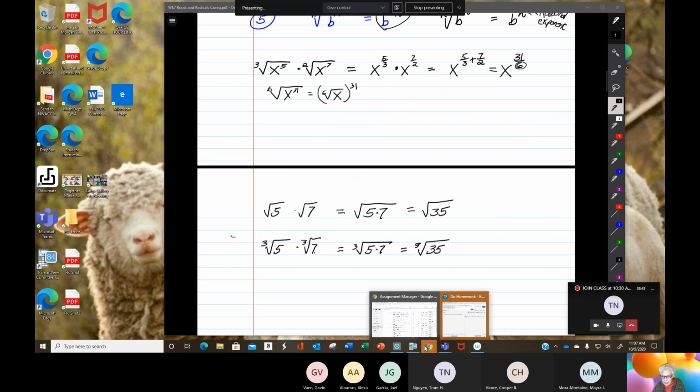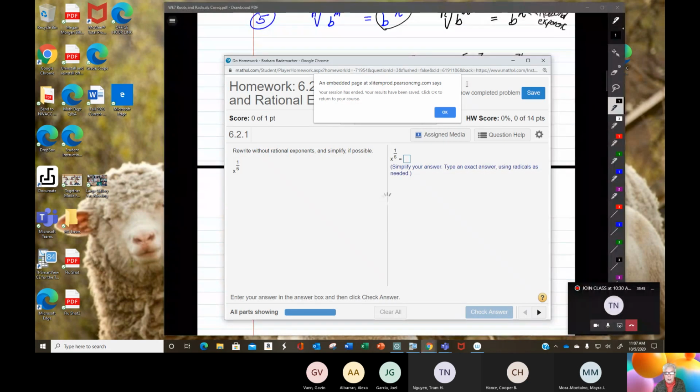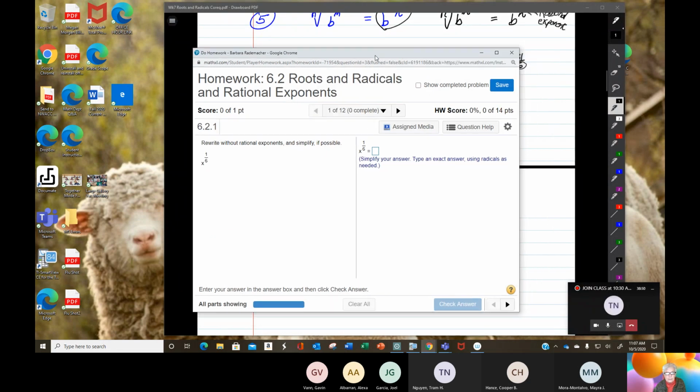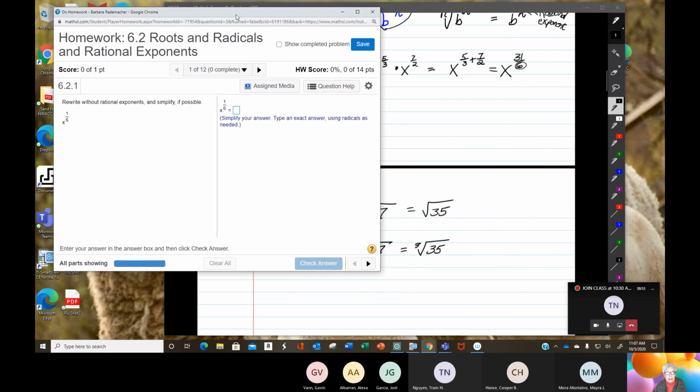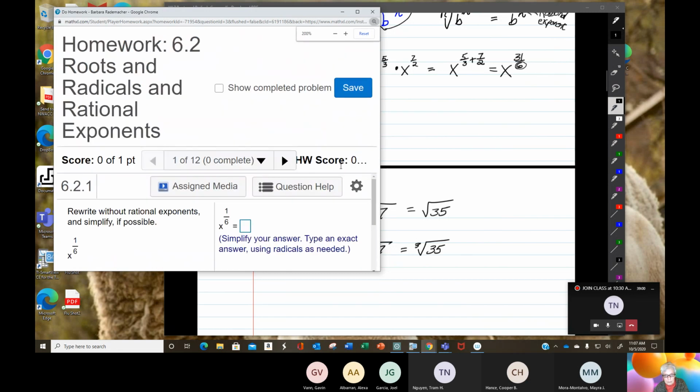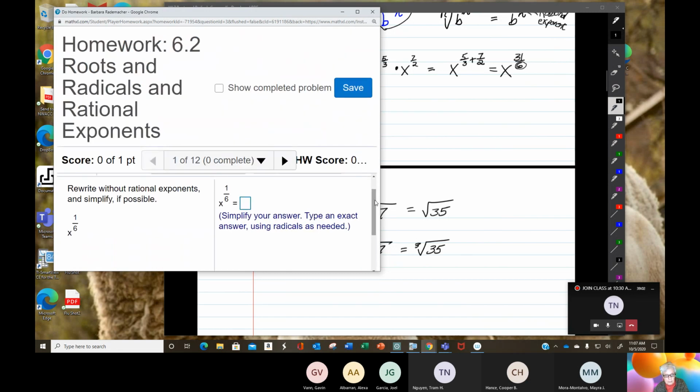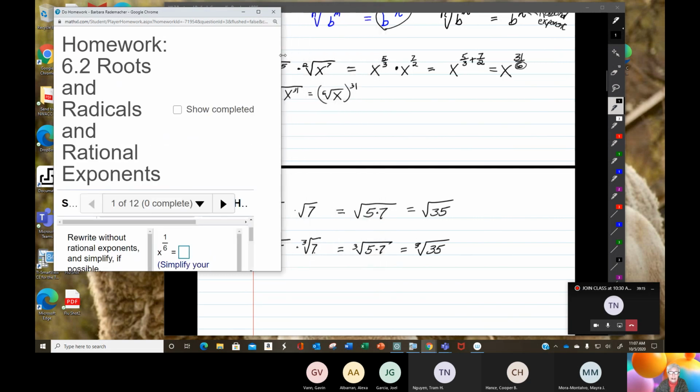Okay, let's see what other good things are waiting for you. Now let's make this bigger. There. Anyway, it says rewrite without rational exponents and simplify if possible. Simplify in this context means find the answer.